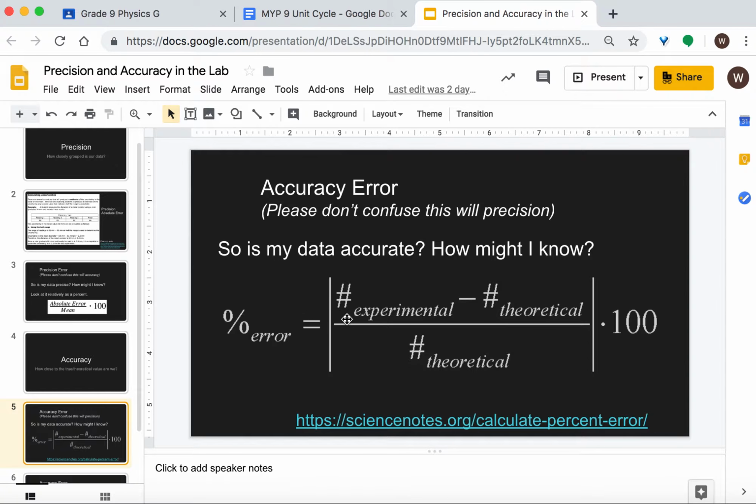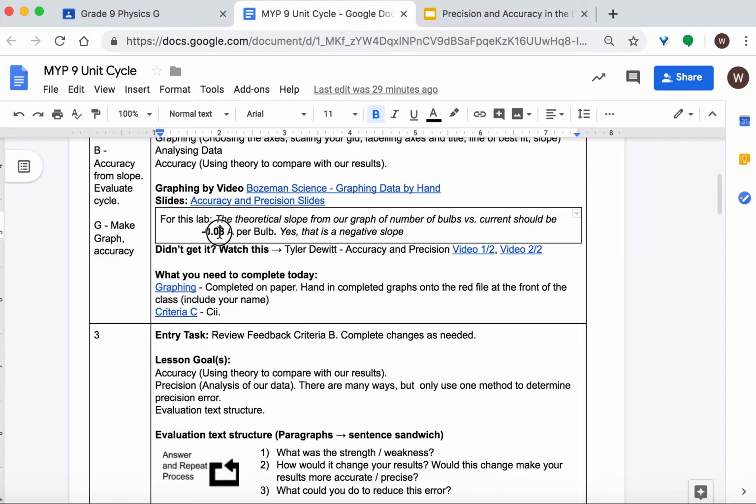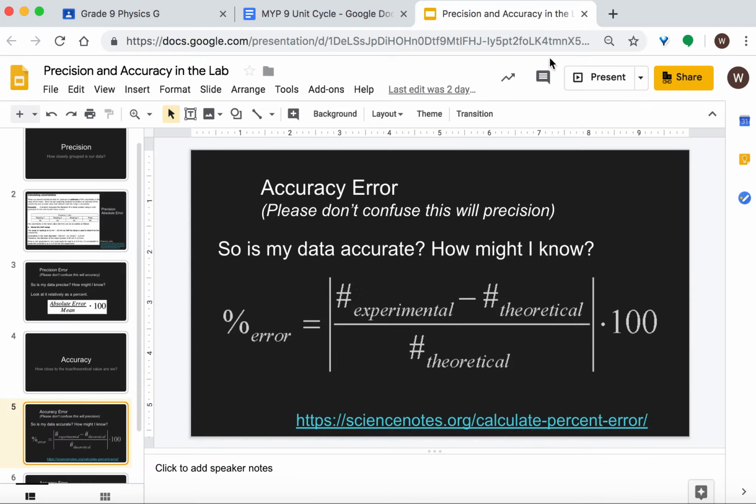You have your experimental slope, whatever you found on your graph. You're going to subtract the theoretical from that. Theoretical is the one I'm giving you, the actual, which, going back, is negative 0.08. Again, you've got experimental minus theoretical, divided by theoretical. Then you've got these big lines, which represent absolute value. So if you have a negative inside here, it all of a sudden becomes a positive. We take all of that, multiply by 100, and we have our percentage error.